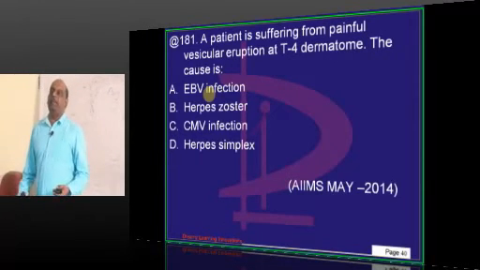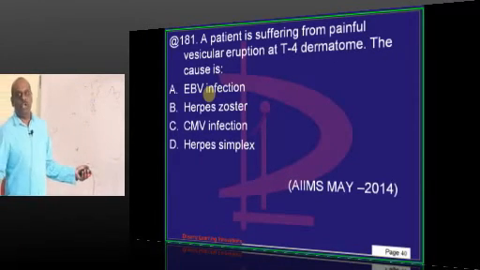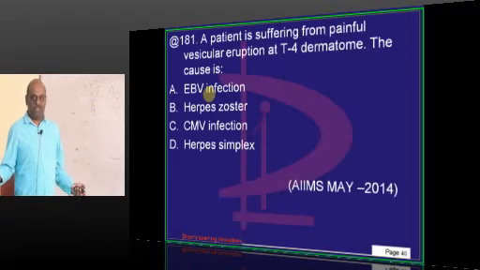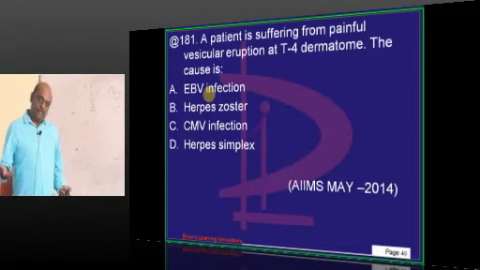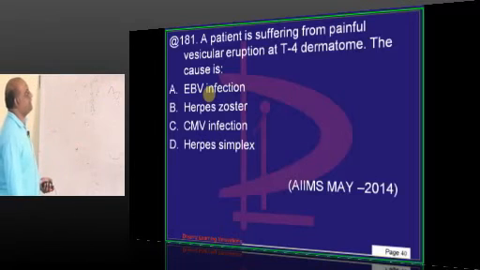Vesicular eruption, dermatomal pattern. Zoster is what? Chicken pox. Childhood mein chicken pox, adulthood mein relapse is called zoster, herpes zoster. That is not simplex.